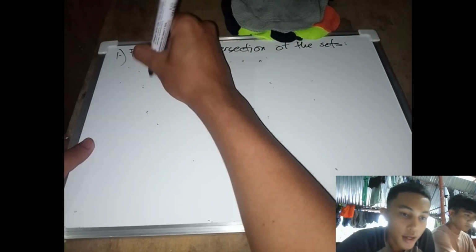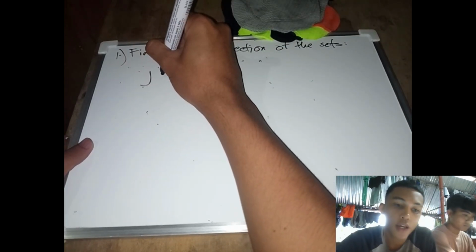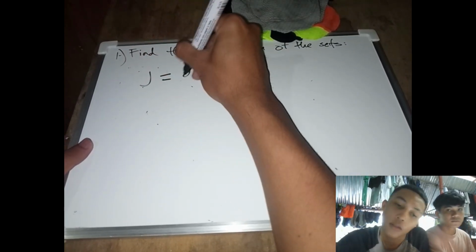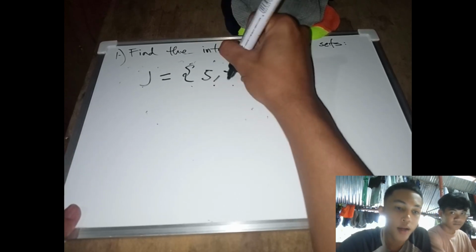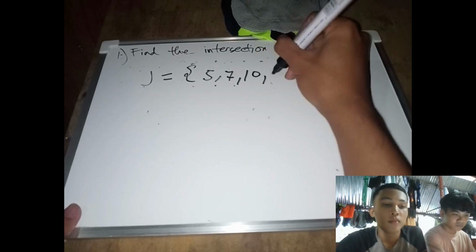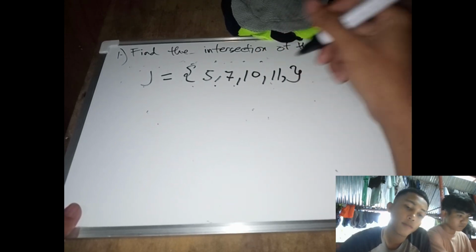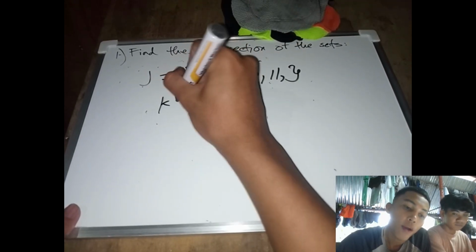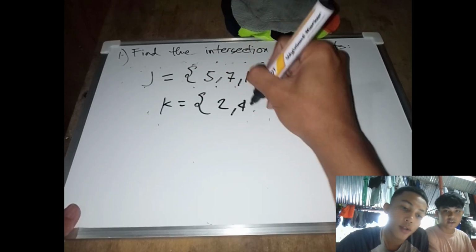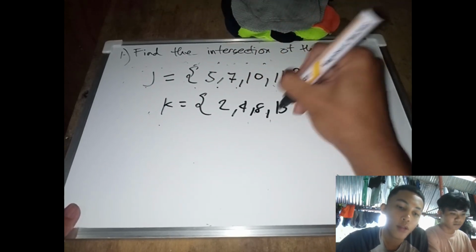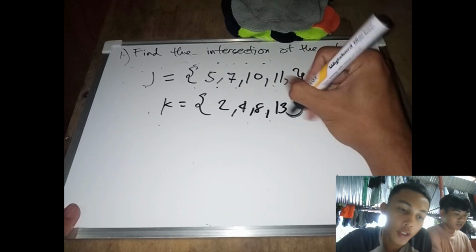Let's say set G contains the elements 5, 7, 10, and 11. And set K has the elements 2, 4, 8, and 13. What is the intersection of G and K?